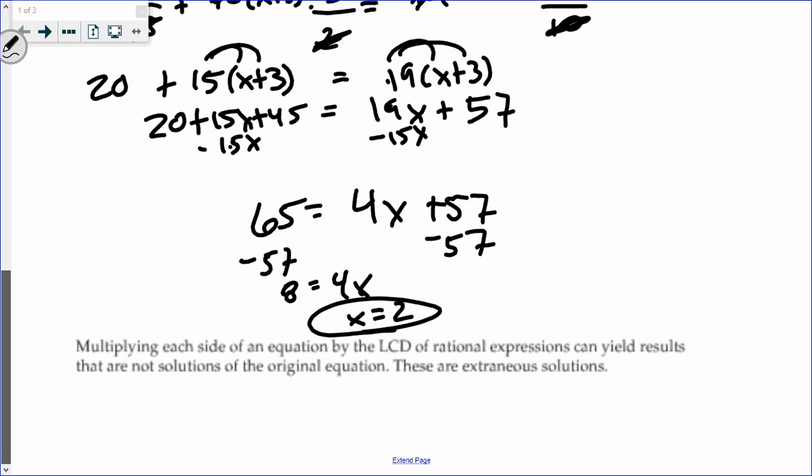Okay. Note here, multiplying each side of an equation by the least common denominator of rational expressions can yield results that are not solutions of the original equation. These are then considered extraneous solutions. They're not solutions. We call them extraneous. Okay. So that's why we're checking. That's why we're checking all of our solutions. Okay, we checked 2, we checked 6. Okay, we need to be checking them.